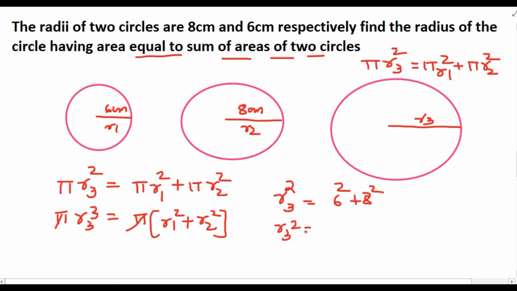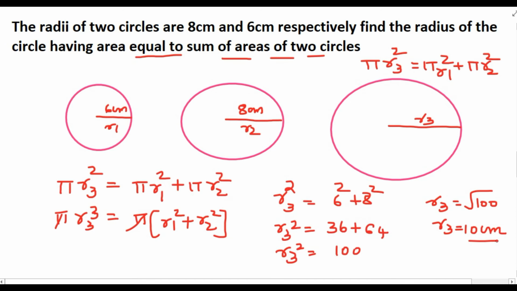R3 square is equal to 36 plus 64, since 8 square is 64. So R3 square is equal to 100. R3 will be the square root of 100, which is equal to 10 centimeter. So the radius of the new circle, which has area equal to the sum of areas of the two circles, is nothing but 10 centimeter.